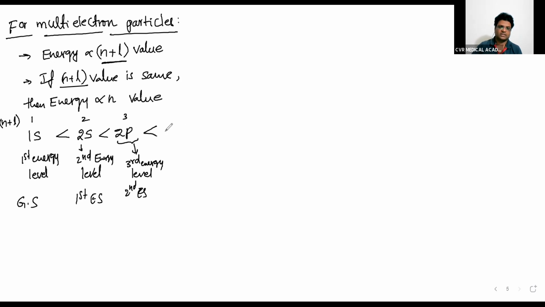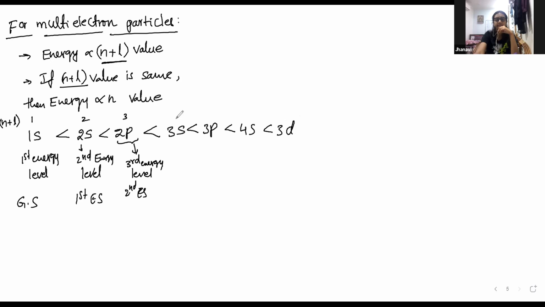2s, 2p, next 3s, 3p, followed by 4s, 3d. See, look at this value. 3s, 3 plus 0, 3. 2p, 3s, both have same n plus L value. But still, 3s gets more energy because its n value is more. That's what this point says. If n plus L value is same, the energy depends only on n value.